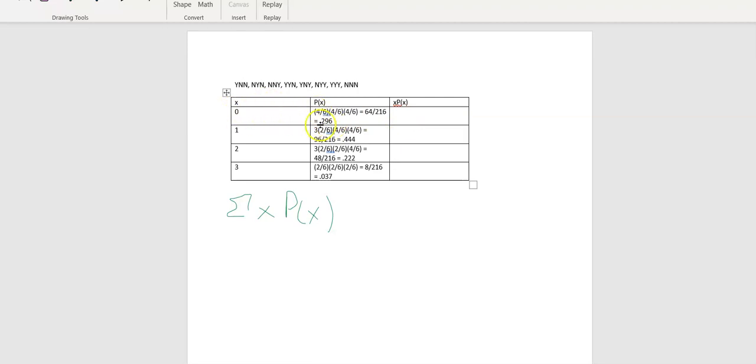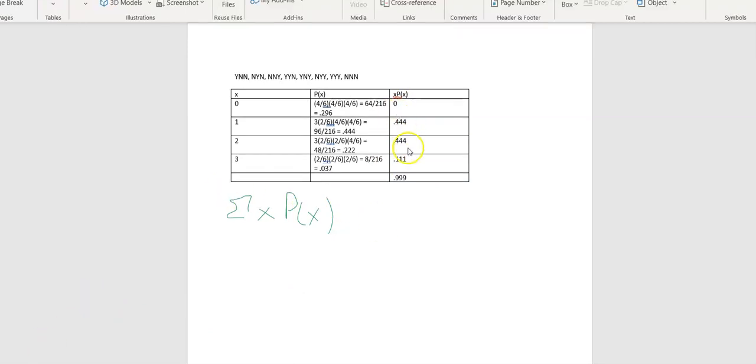now what we're going to do is multiply the x column times the p(x) column. So 0 times 0.296 is 0. 1 times 0.444 is 0.444. 2 times 0.222 is 0.444. And 3 times 0.037 is 0.111. And now let's add that column up. So that column adds up to 0.999.